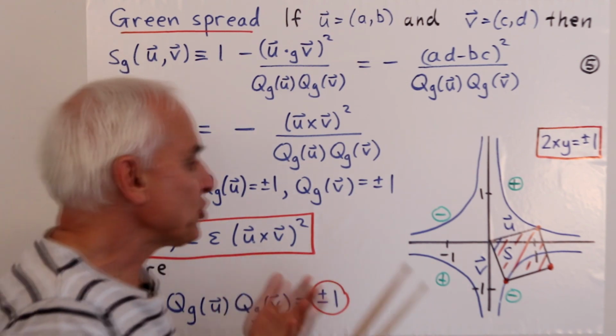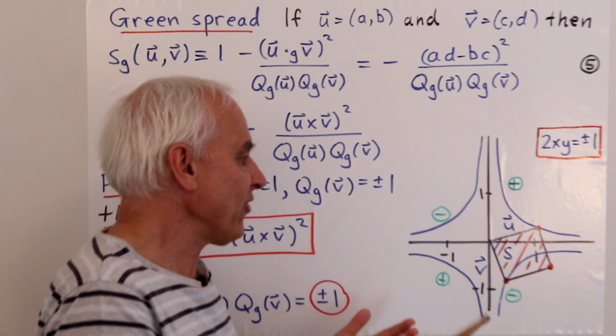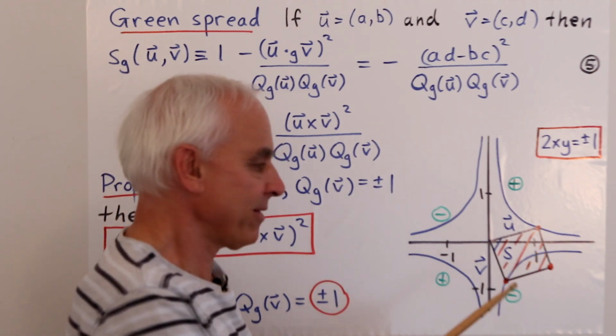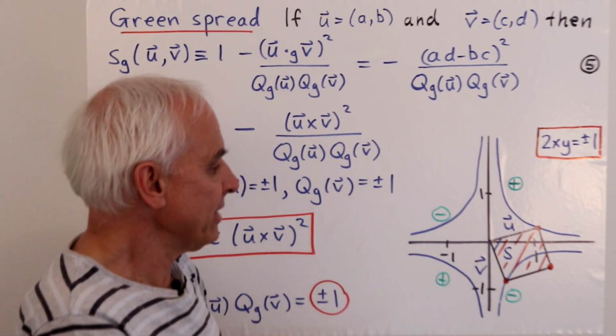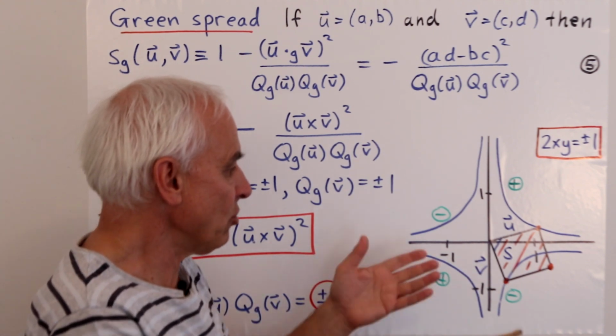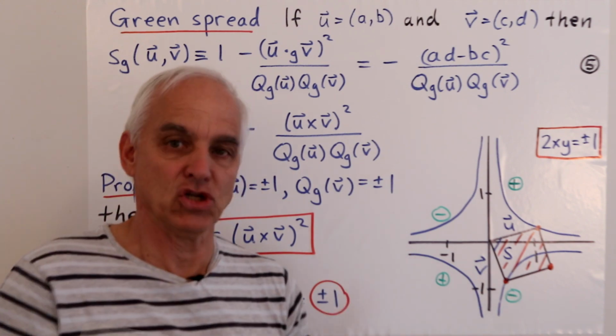So this is kind of a practical device that allows you to ballpark, to make a good guess, as to the value of a spread given 2 directions in the green geometry.